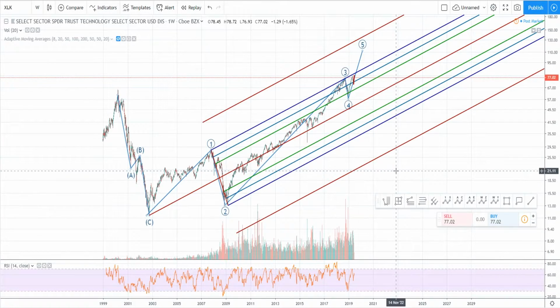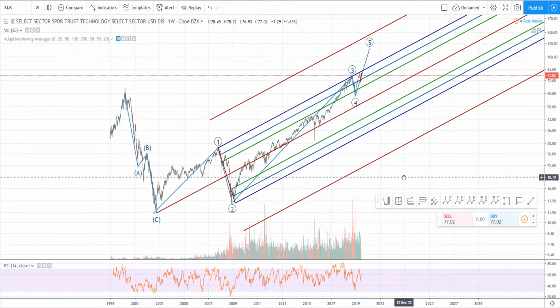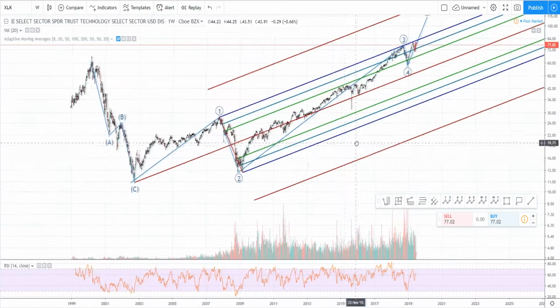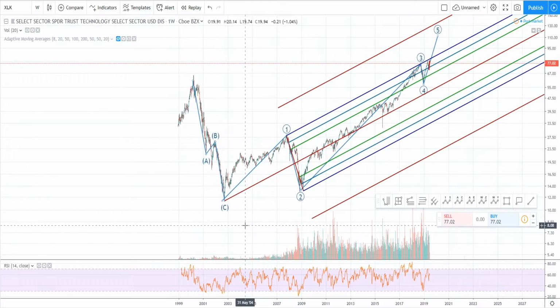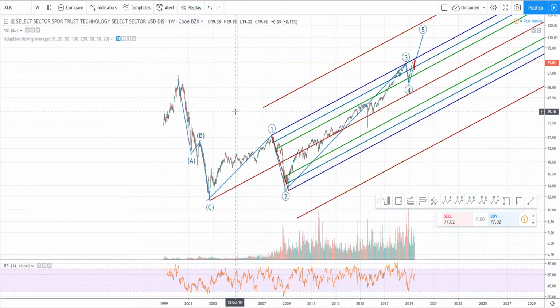Hello everyone, the Nicerman1 here, back with another video, and today I wanted to take a look at XLK, which is the tech sector of the SPY. So let's start on the weekly chart.